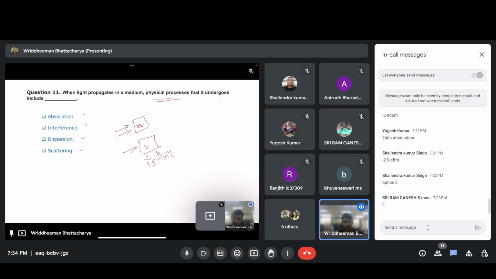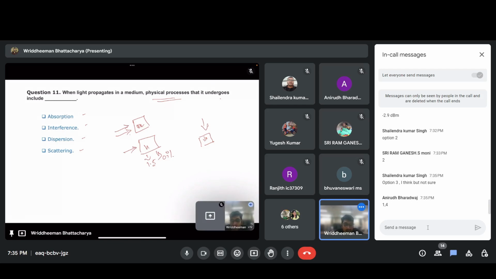What characteristics will be followed here? Can anyone try it out among these four? Will absorption occur? Like when the light falls on some material, does light get absorbed or not? Can any one of you try it out and write in the chat box? Yes, it does get absorbed.